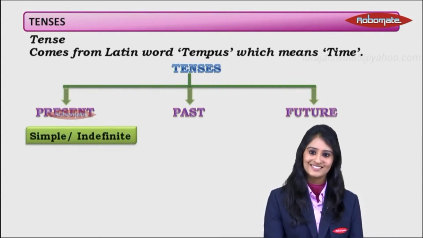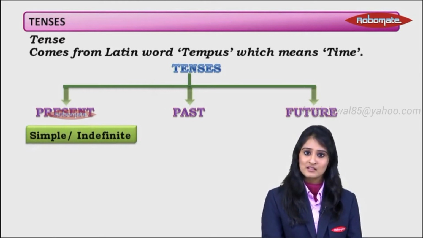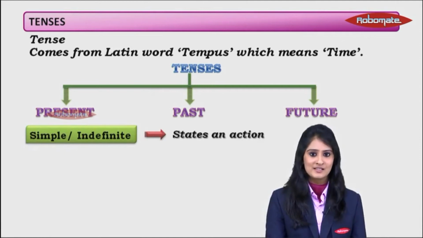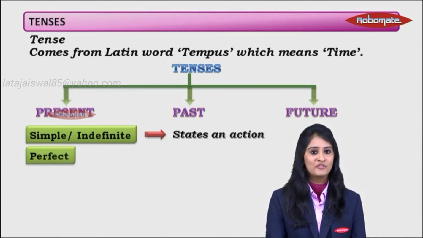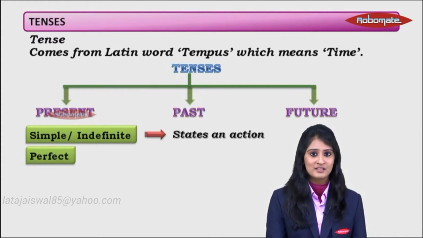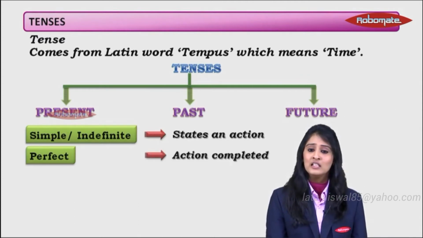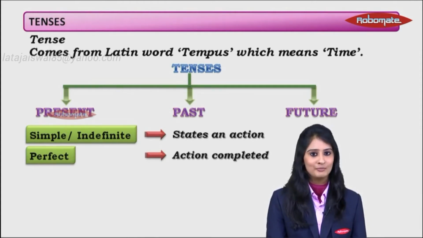Let's take a look. First, simple. So we call it as simple present, simple past, and simple future. The simple tenses just state an action. The next one now, perfect. But this time, we shall not call perfect present, but the other way round. We will say present perfect, past perfect, and future perfect. And what does it indicate? It indicates that the action is completed.